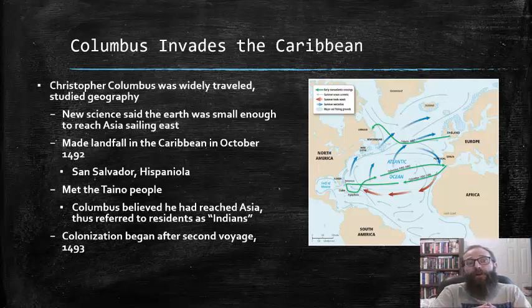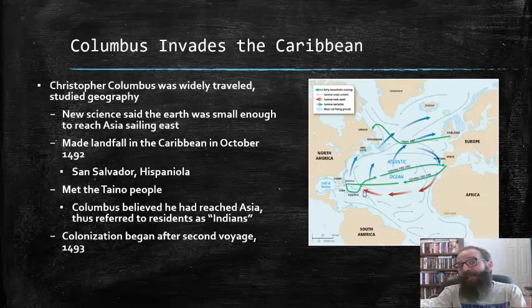Now, Columbus made landfall in the Caribbean in October of 1492. It's thought that he landed in a place known as San Salvador, which is somewhere in the Bahamas around here. And he also discovered the island of Hispaniola, which is currently divided between Haiti and the Dominican Republic. He met the Taino people, which were the natives of the area. Now, he did believe that he had indeed reached Asia, particularly somewhere around the coast of India. Thus, he referred to the residents as the Indians, and the name stuck.